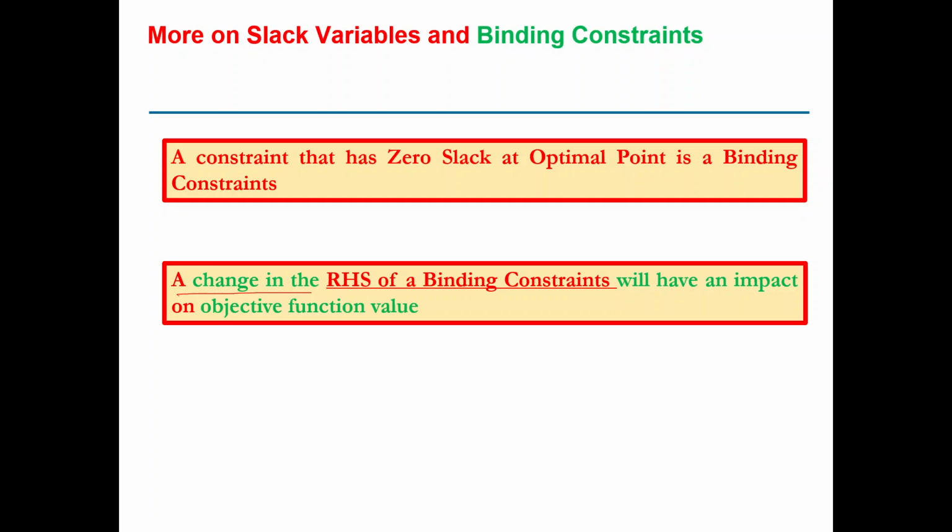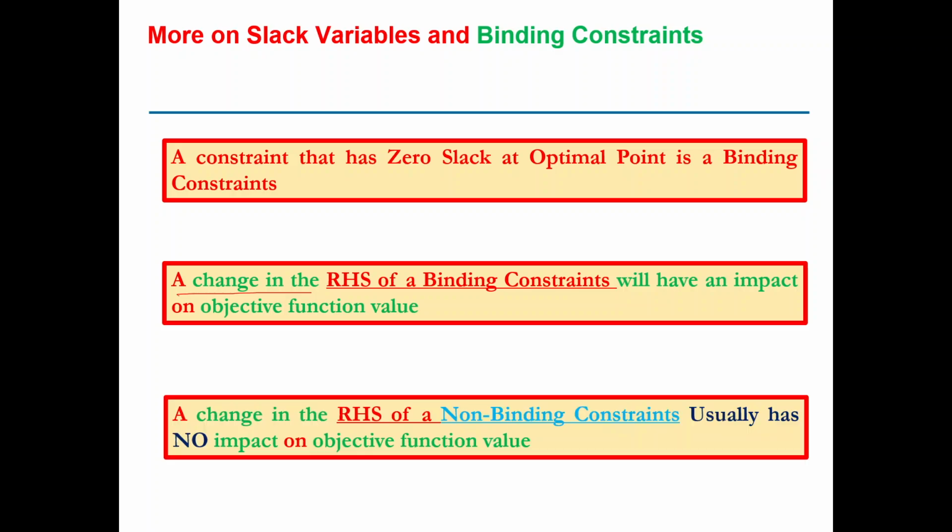in our case, if we increase the labor hours or the clay, this increment in labor hours or clay will have a direct bearing on the objective function value, and a change in the right hand side of a non-binding constraint has no impact on the objective function value. This is an important thing, and we will use this concept while doing the sensitivity range of the right hand side of the constraints.